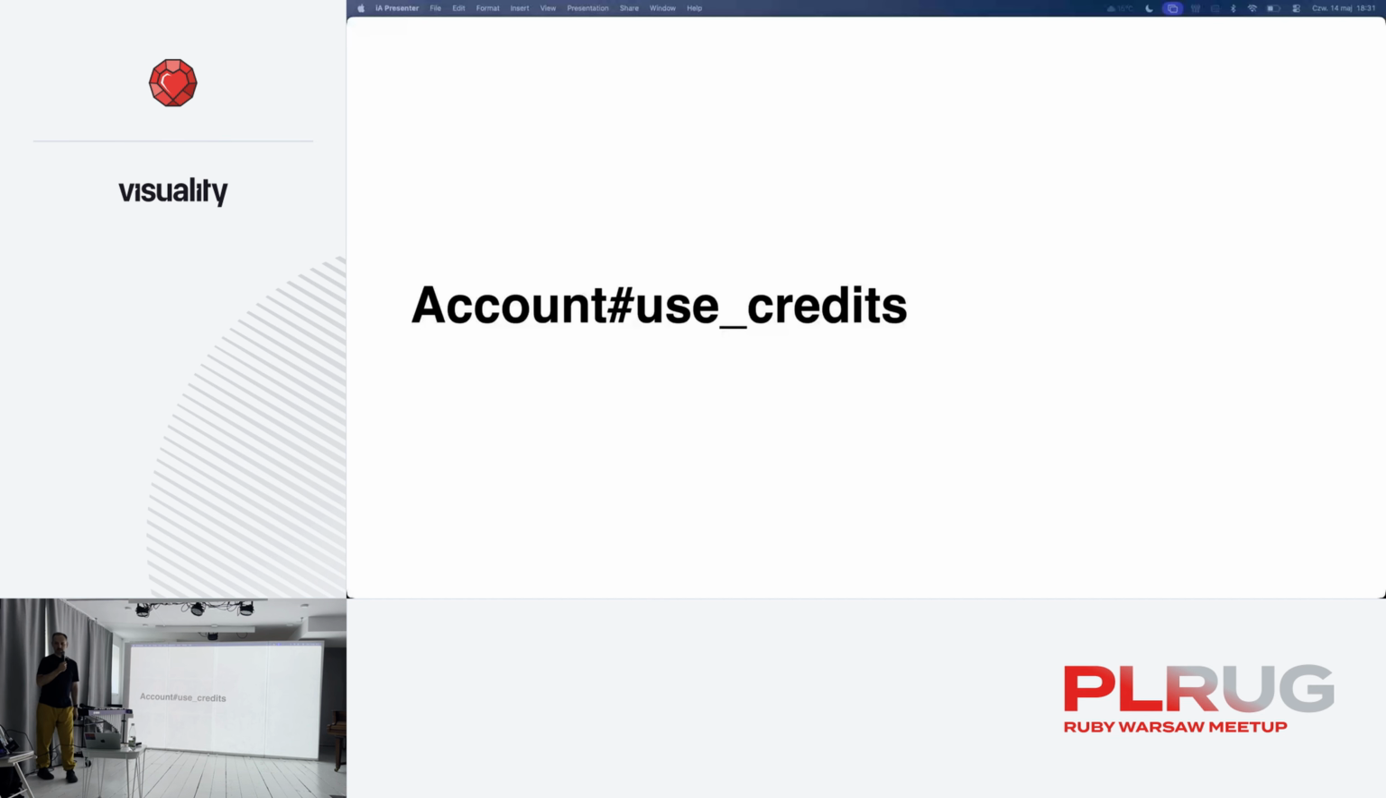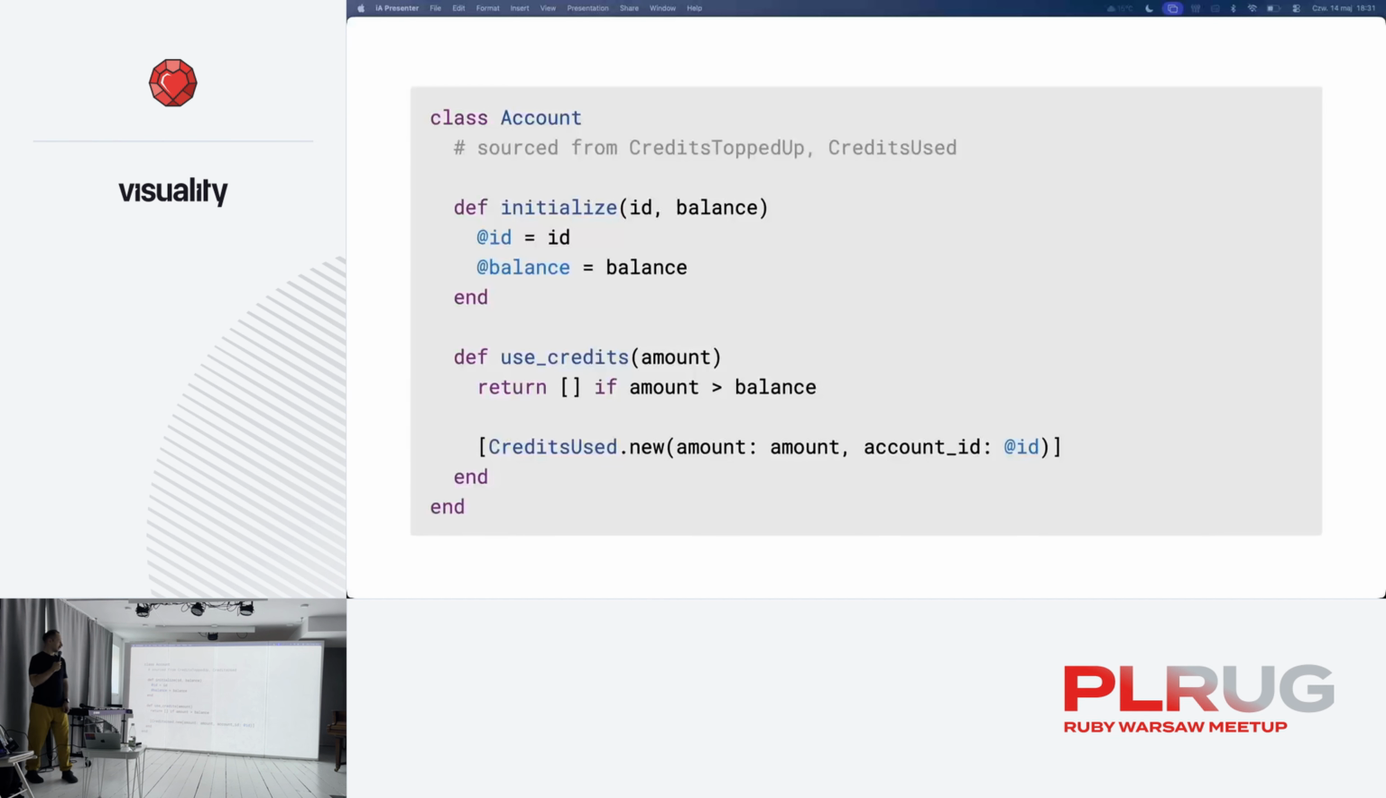Then there's the second operation, using credits. Now we have finally some logic. We cannot spend more than we have. And that's very reasonable logic. And for that logic, we do have to source from all of the events related to the account. And we do have to project to have a balance just to make the very decision whether it's allowed to use those credits or not. And it looks okay.